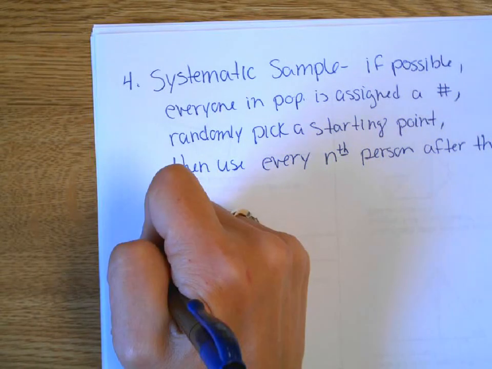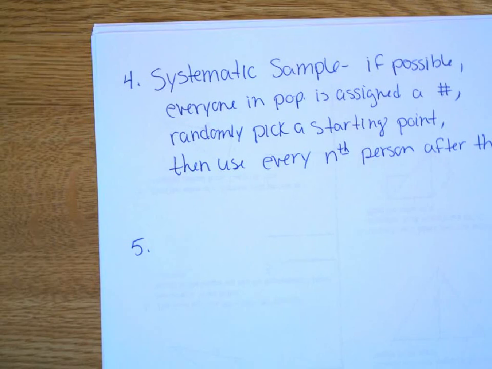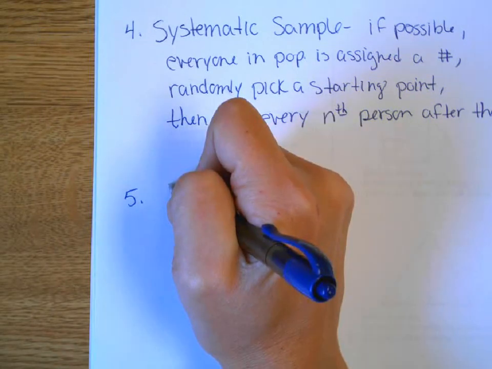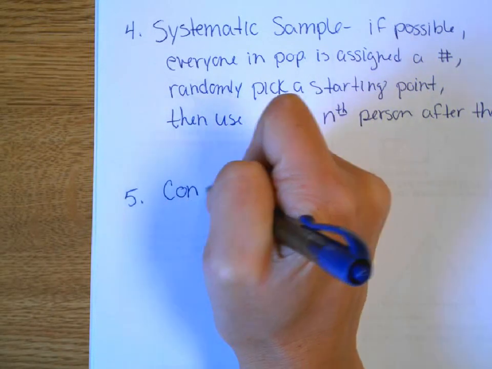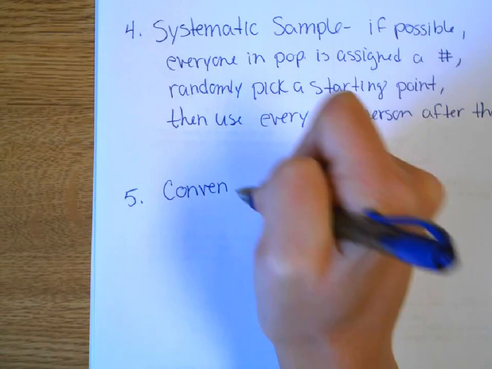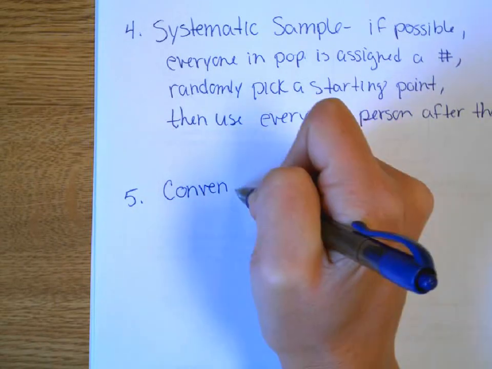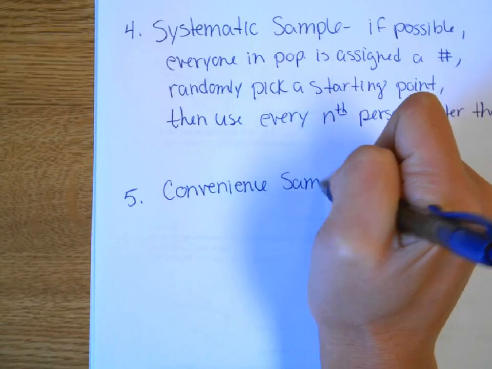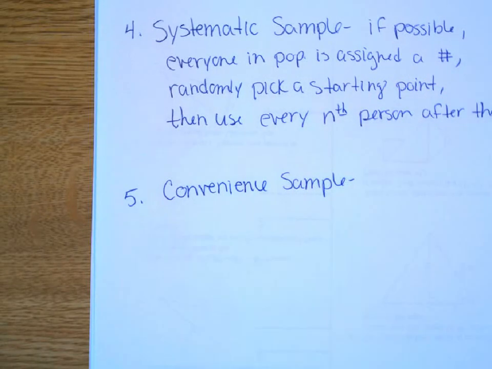And then our last one is very, very bad, and I'm sure it's what most of you used. It's called a convenience sample. Why is it bad? Convenience sample, thank you, Axel, is just using anybody ready and willing and able to take your survey.